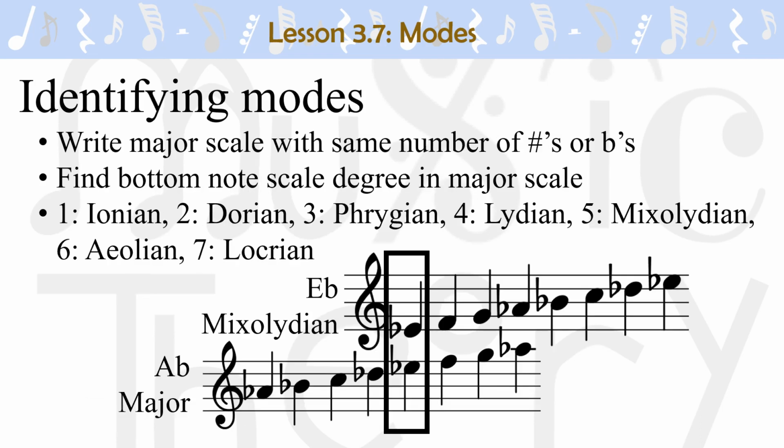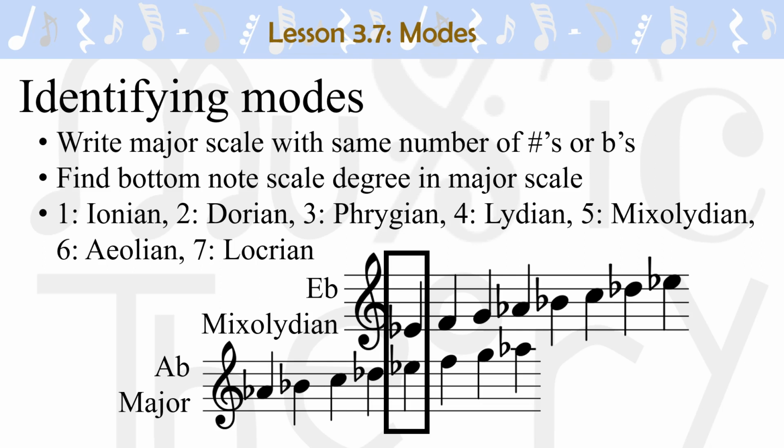Now, let's learn how to identify modes. The first step is to write the major scale with the same number of sharps or flats as the mode. In the example shown in the picture, the top scale to be identified has 4 flats, so we need to write the major scale with 4 flats, which is A flat major. The next step is to see what scale degree the bottom note of the mode is in the major scale. In the example, E flat is the bottom note of the mode, so we need to find the scale degree of E flat in A flat major, which is 5.